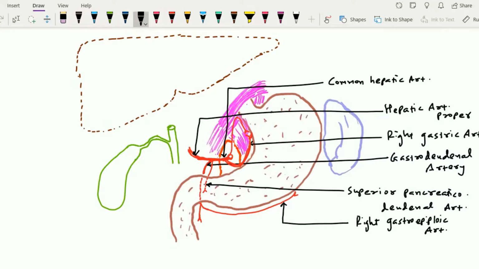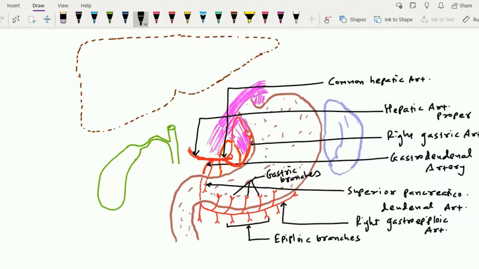This gastroepiploic artery provides numerous gastric branches as well as the epiploic branches, and that's why the name is gastroepiploic artery. Epiploic branches are going to supply the omentum. Now, after providing these two major branches, this common hepatic artery runs within the free margin of the lesser omentum, and it is called the hepatic artery proper.